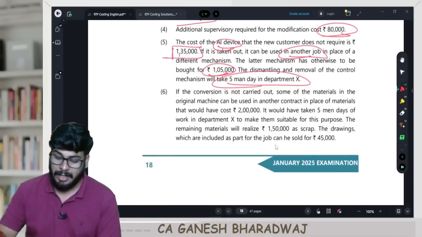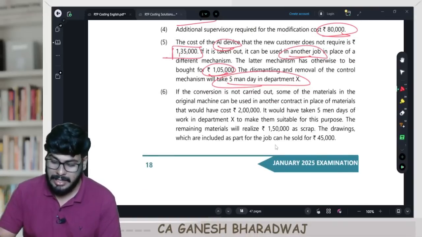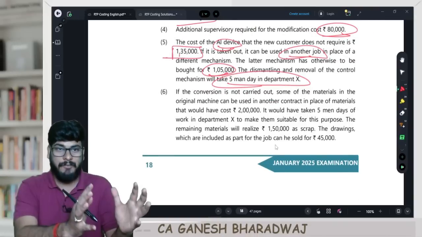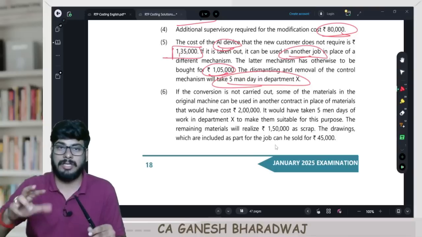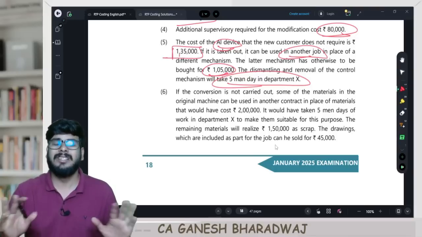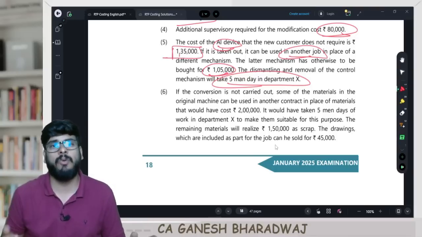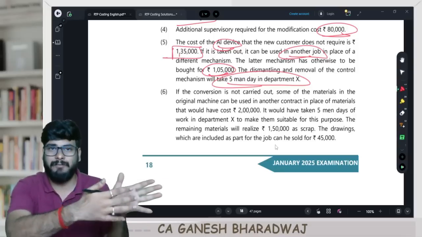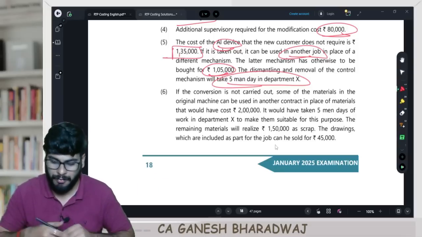Next, if the conversion is not carried out, some of the materials, which means what? Because now I found a new customer, he is asking for some modifications and all. Suppose this new customer has not come, what will I do? Whatever I have built till now, I will try to dispose of it. That's what they are saying.